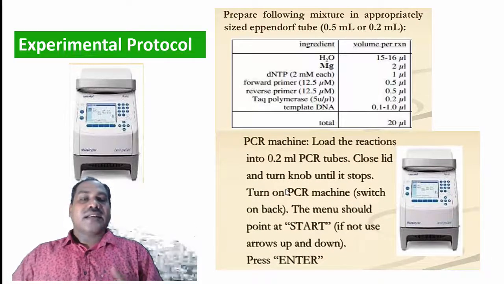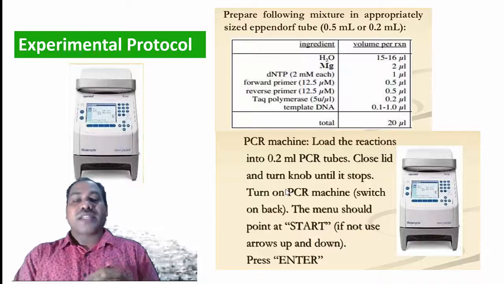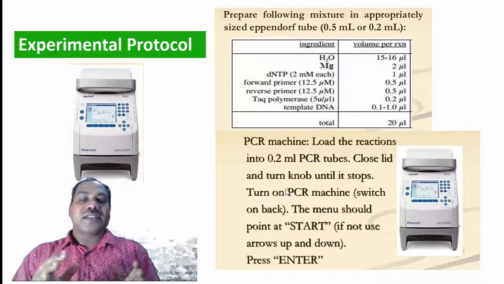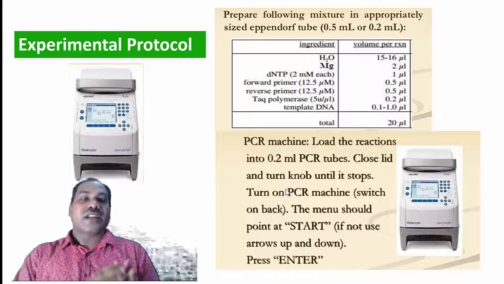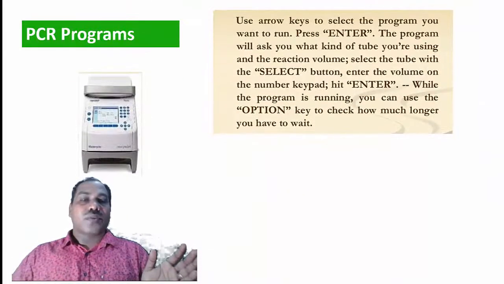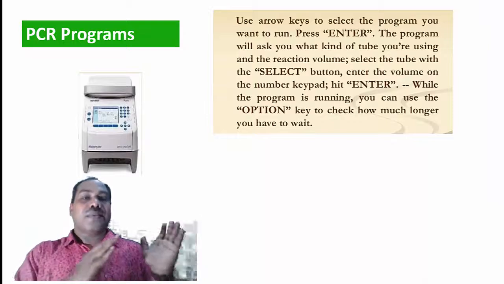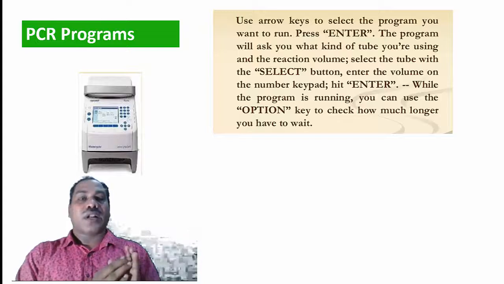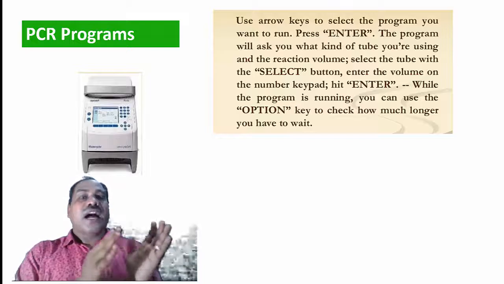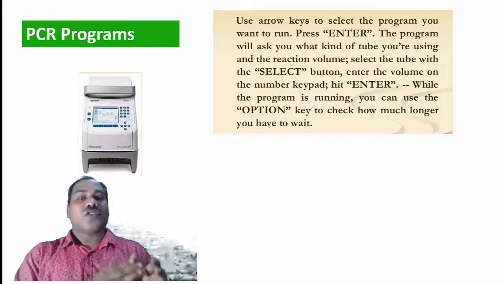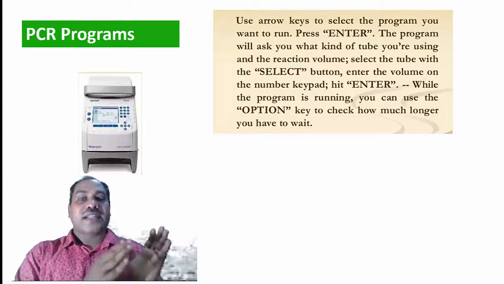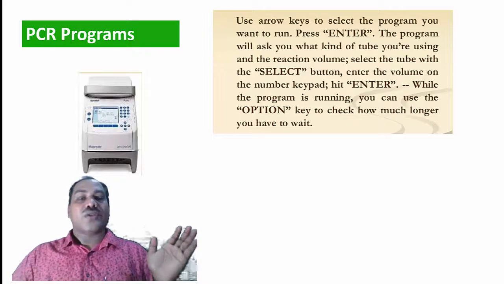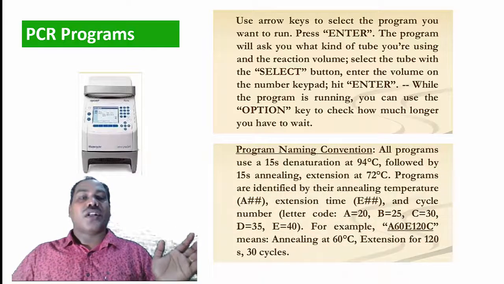After this, these PCR tubes will be loaded in the PCR machine, and in the PCR machine there will be different menus, a start menu, and programming. Then let us start with the program. Different instruments use different types of programs, but the basic program is that each instrument will ask you what kind of tube you are using and how much reaction volume. Select the tubes with the select buttons, then enter the volume using the keypad and hit enter. While the program is running, you can use the option key to check how much longer you have to wait.